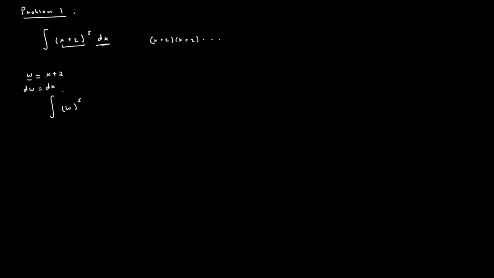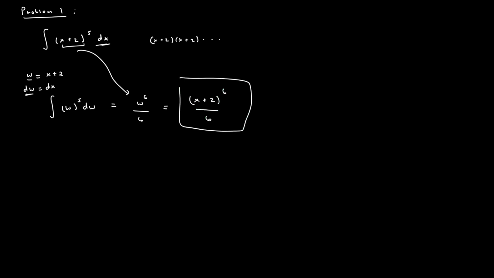And so now we can also have dw over here, and we know this is the form of a power function, so this is simply equal to w to the power of 6 divided by 6. Since the original problem was in terms of x, we have to substitute x back in. We know w is equal to x plus 2, so we get (x plus 2) to the power of 6 over 6. Notice how much simpler this was than multiplying x plus 2 five times. And then obviously we should remember the plus c because it's an indefinite integral.